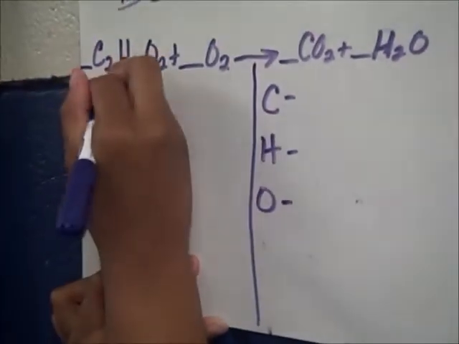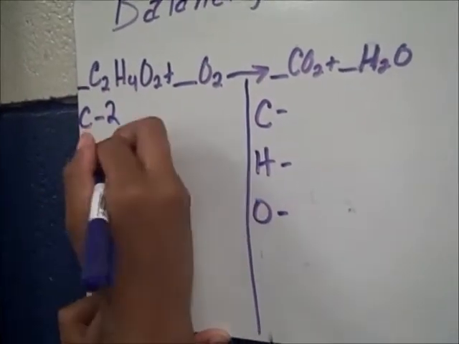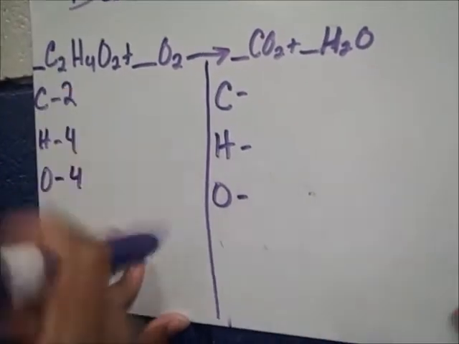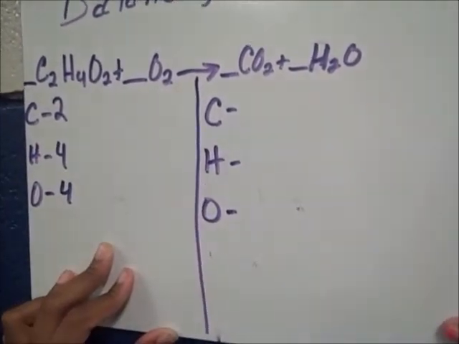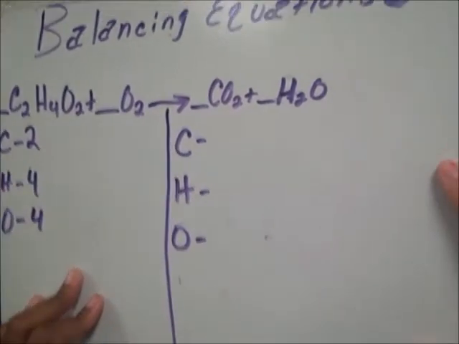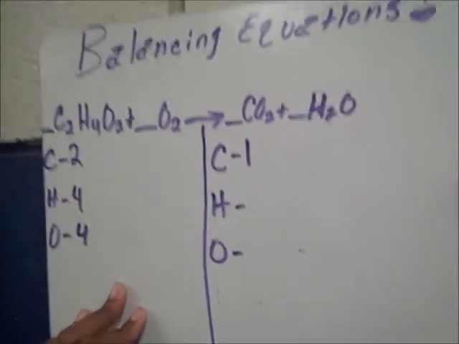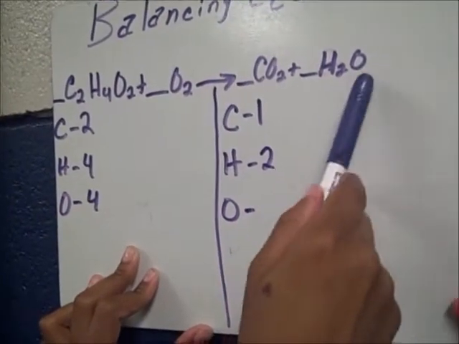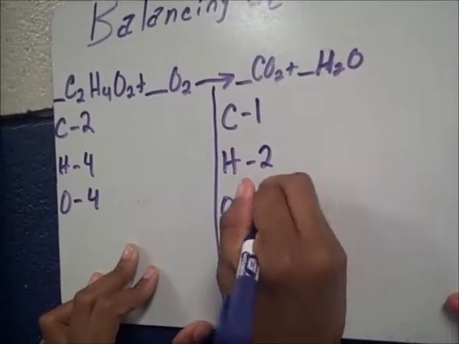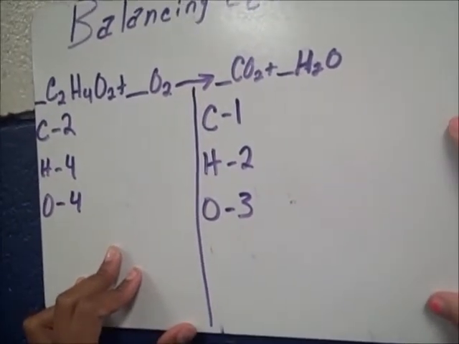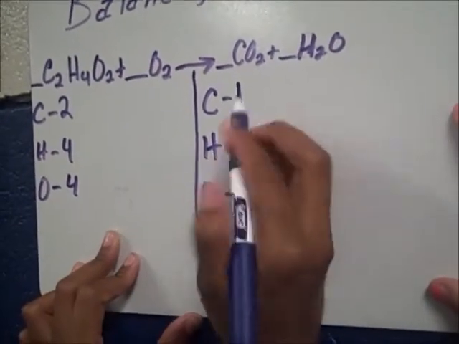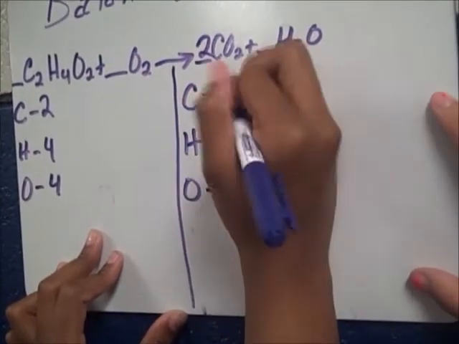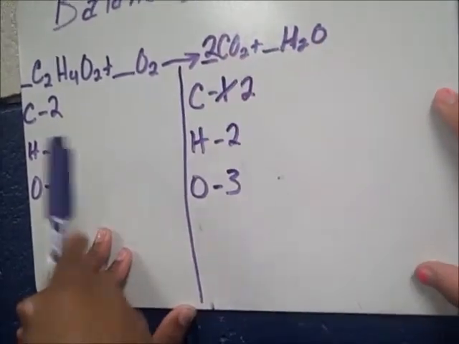Okay, so we have 2 C's, 4 H's, and we have 4 O's. Yes, we have 4 O's because you do 2 and 2. So that equals 4. Over here on this side, you have 1 C, 2 H's, and then you have 3 O's. See, 2 right there and this 1. So that equals 3. Okay, your C's are not all the way balanced. So you're going to come over here and write a 2 right here to make that 2 become this right here. So that became 2 and 2.